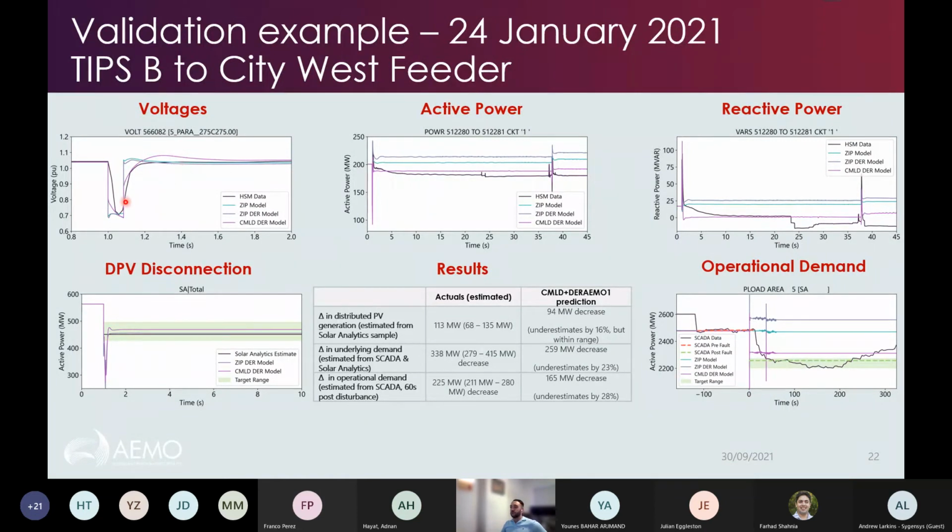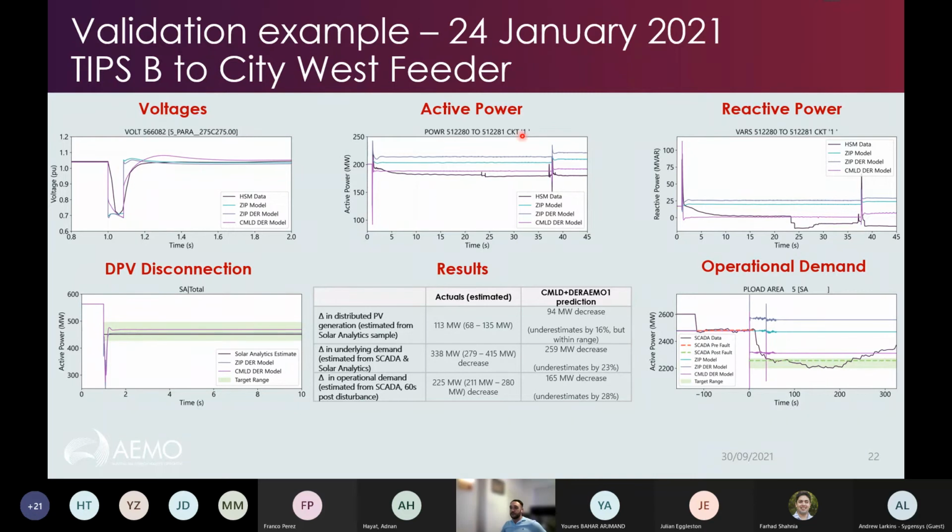You can see in terms of the voltage recovery rate, the composite load and DER model are most representative of the observed HSM data, while the ZIP and ZIP-DER models quickly snap back. And in terms of steady state voltages for this particular event, they're all pretty good. You don't see the steady state voltage here, but we ran the simulation out to 60 seconds in this case, and it was a good response.